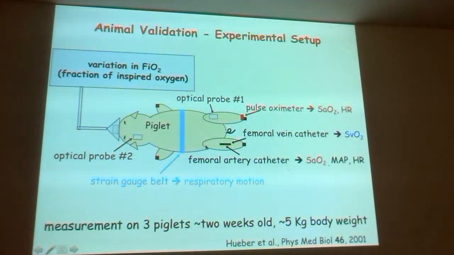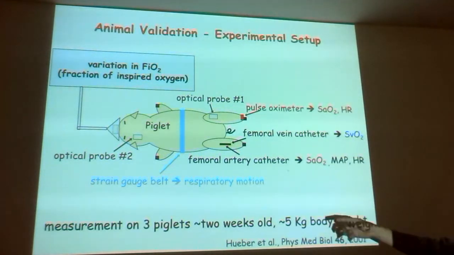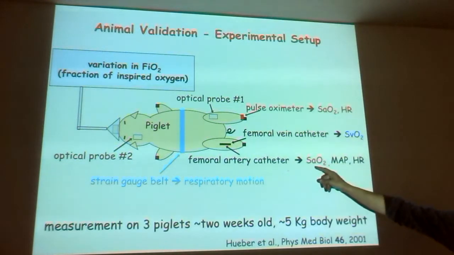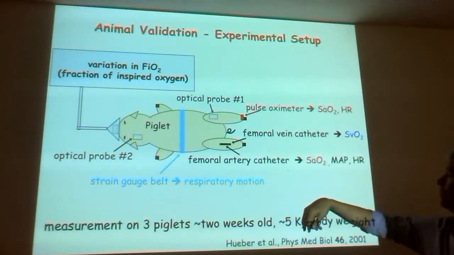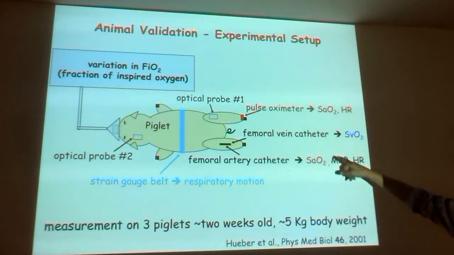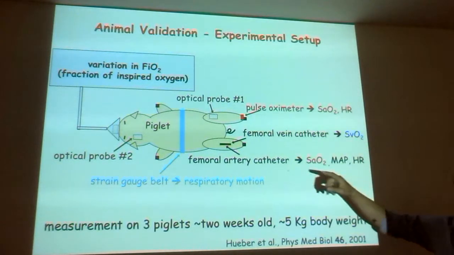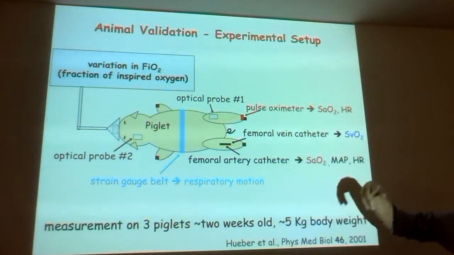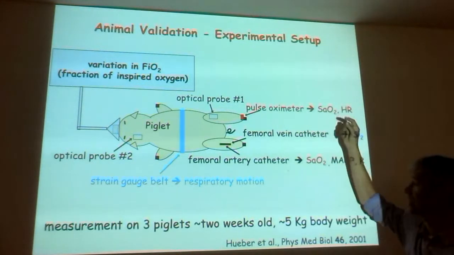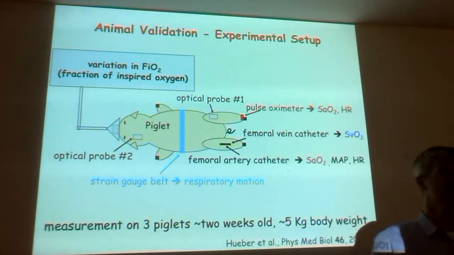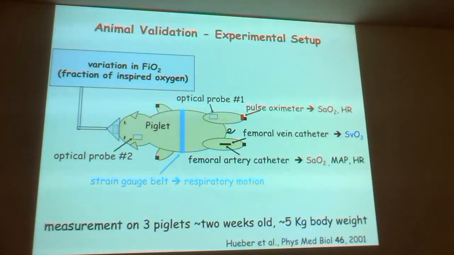They put a lot of instruments on this piglet, so that they could get from the femoral artery blood gas measurements of arterial oxygenation. They also had a femoral vein so they could get venous oxygenation. They had a pulse oximeter to give them an optical measurement of the arterial oxygenation and heart rate. And they even had a strain gauge to measure the breathing of the animal. So you'll see why all of that's relevant.